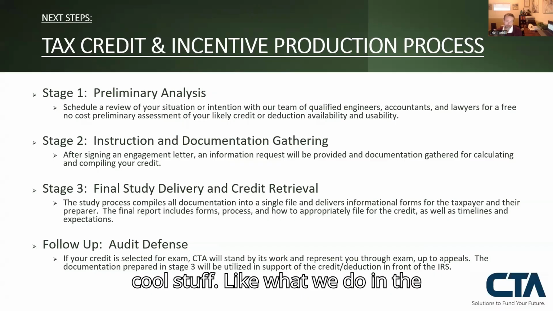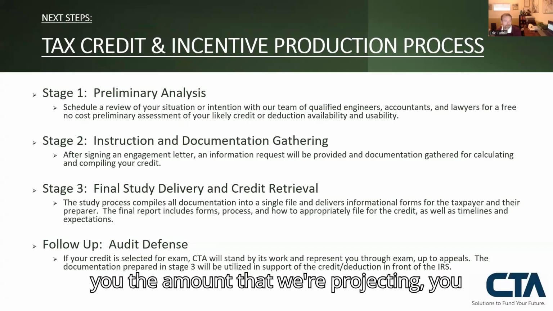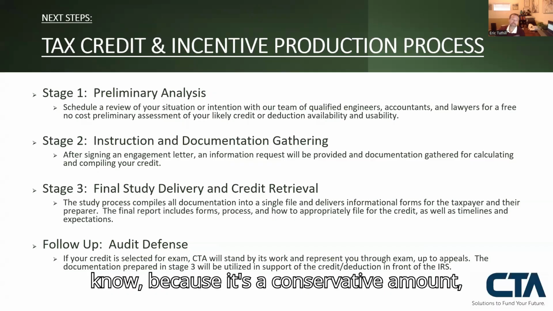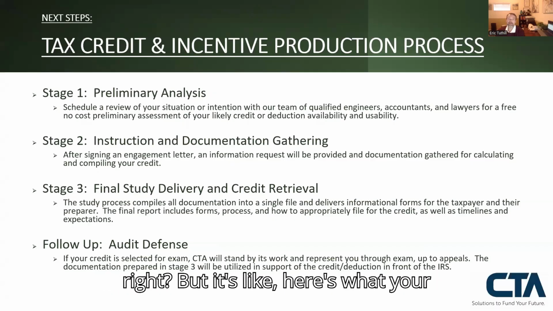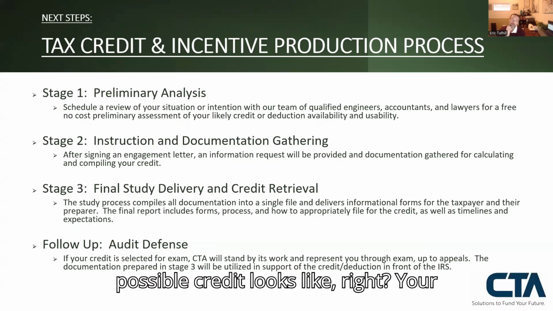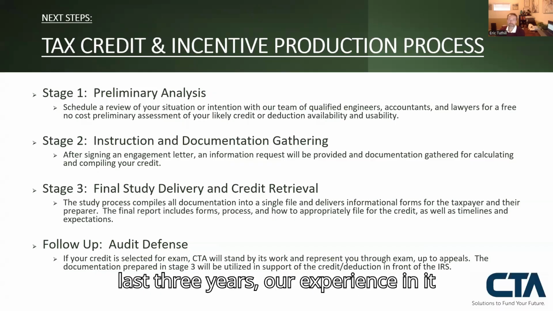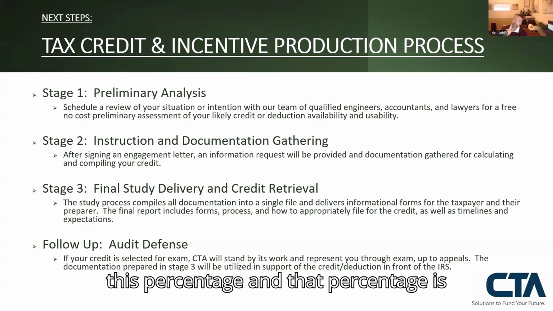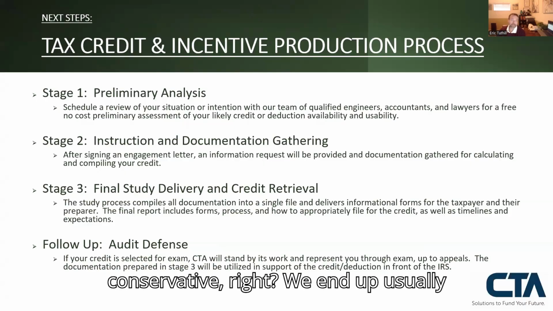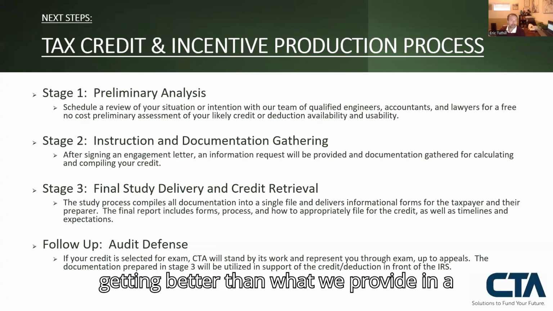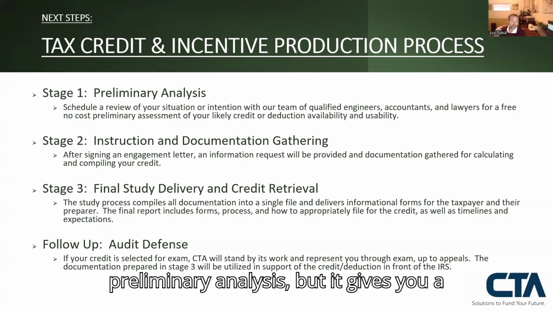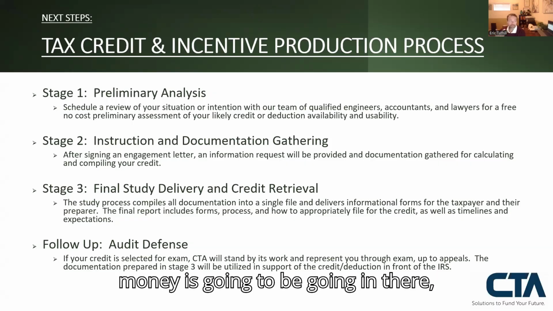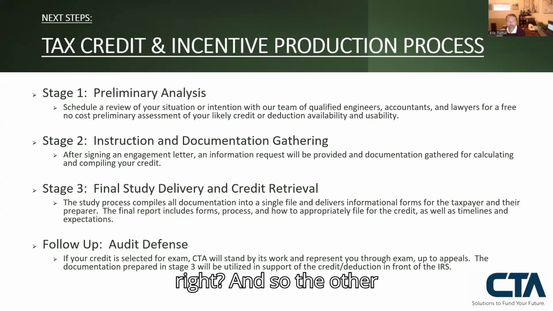What we do in the preliminary analysis is we give you the amount that we're projecting. It's a conservative amount, right? But it's like, here's what your possible credit looks like, your R&D credit. If we didn't do it for the last 3 years, our experience says you're probably going to be around this percentage, and that percentage is conservative, right? We usually end up getting better than what we provide in a preliminary analysis, but it gives you a really good idea of exactly how much money is going to be going in there.